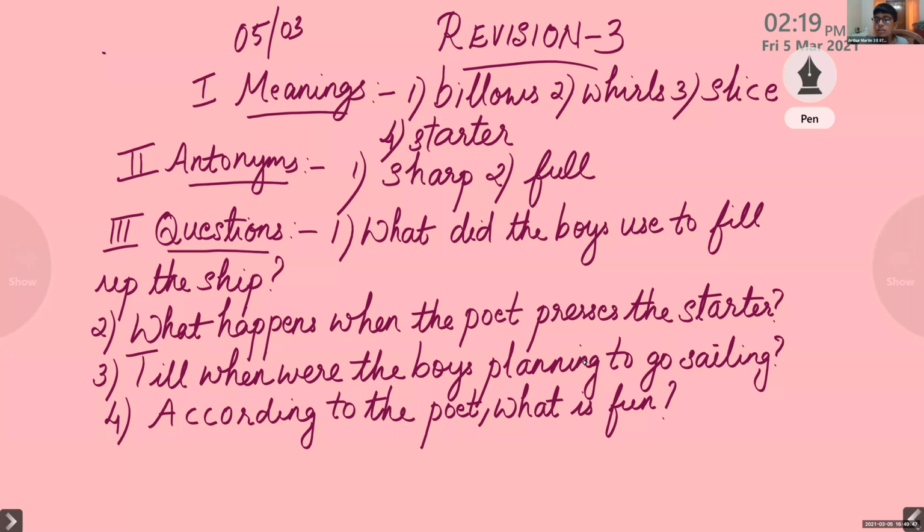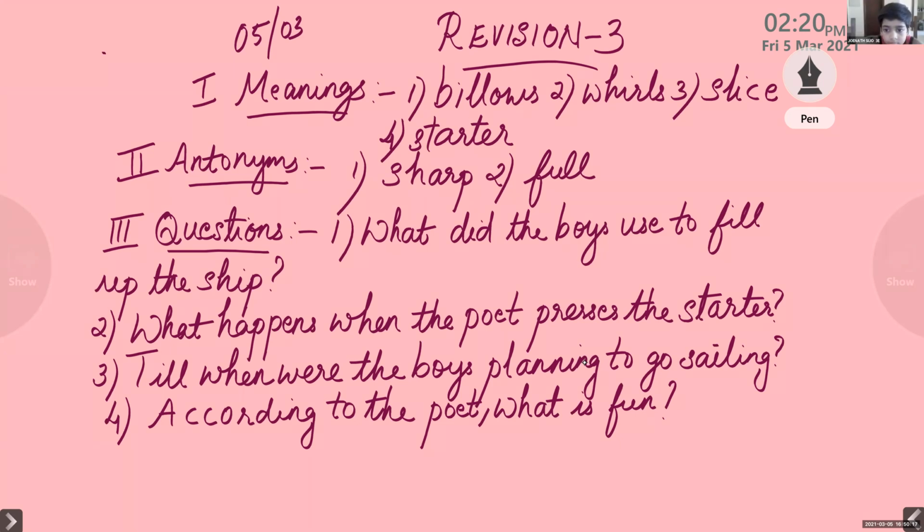Ma'am, Arthur Martin forgot to write that question. Why, Arthur Martin? If you do like this for the examination, you will lose your marks. So don't forget to write any answers. There were only 3 questions. Okay. What is the antonym of sharp? Blunt. And full? Empty.